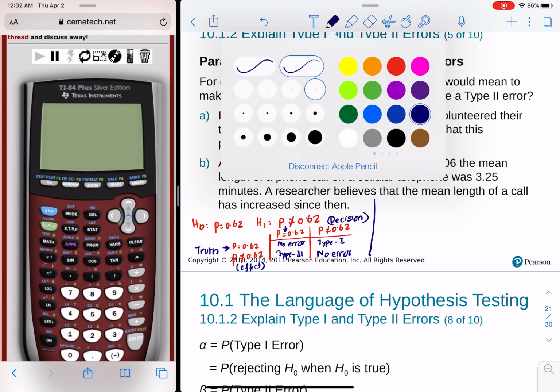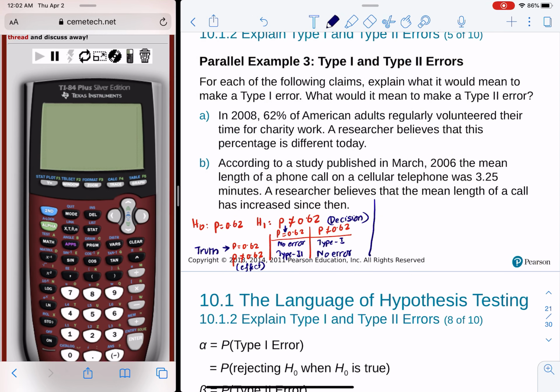Here is the second case. So the null here is that the average length of the telephone call is 3.25. Null means no effect. The alternative is not equal to 3.25. Oh, sorry. It's increased since, so this would be greater than 3.25. So that would mean true effect. So let's construct a table.